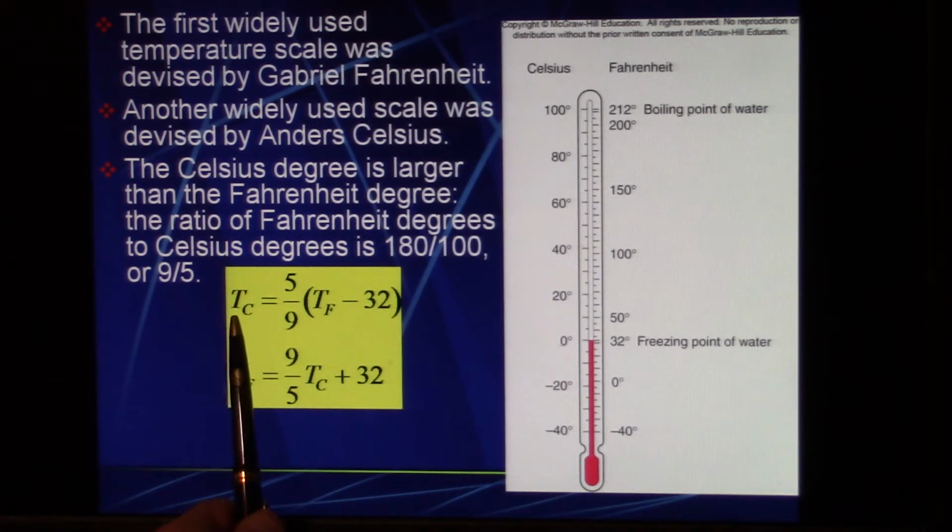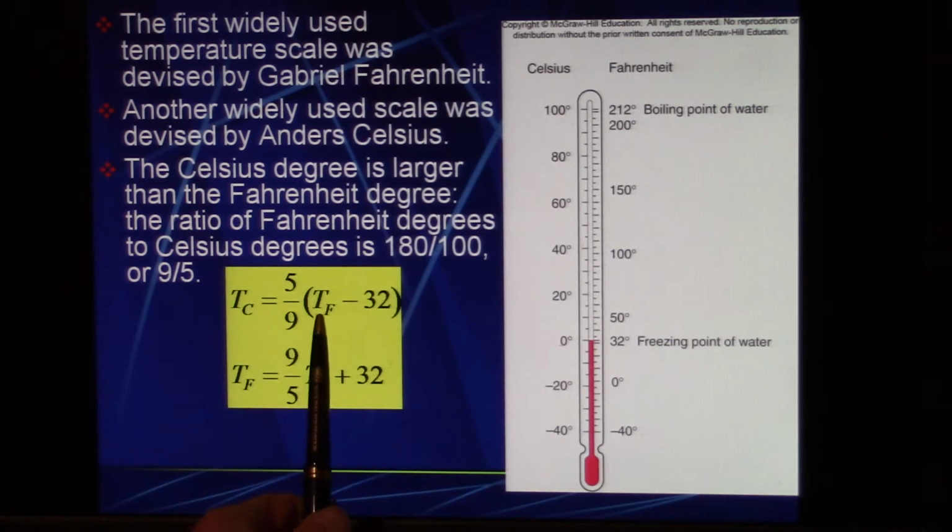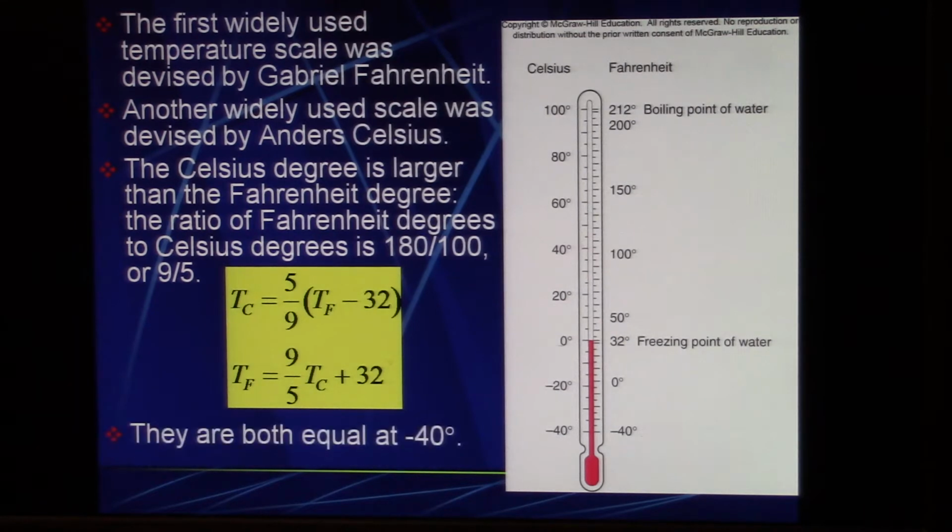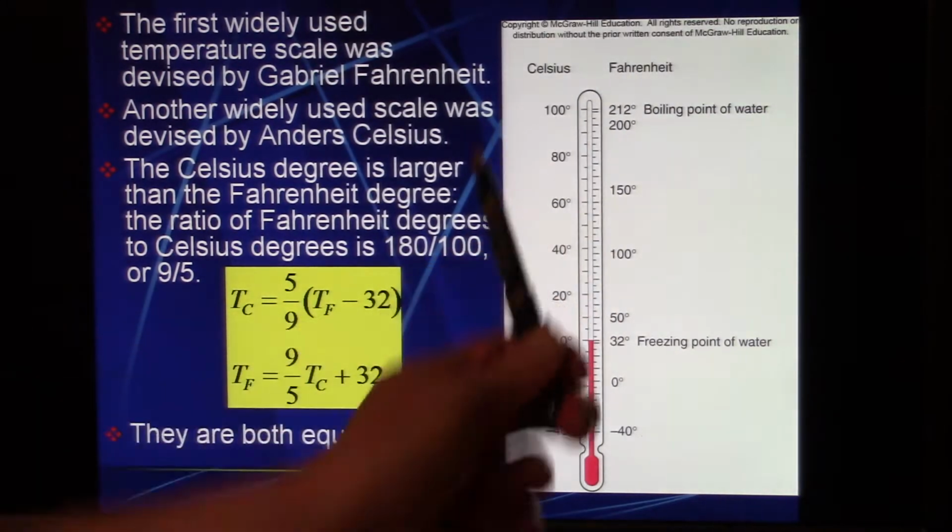If you want to convert to Celsius, you take the temperature in Fahrenheit minus 32. Notice that this is in parentheses, times 5/9, right? To get the temperature in Fahrenheit, if you have the temperature in Celsius, you do 9/5 times the temperature in Celsius plus 32. Notice there's no parentheses here, okay? And at minus 40, interestingly enough, they're both the same. So that's just kind of a cool thing. Minus 40, same no matter Fahrenheit or Celsius.